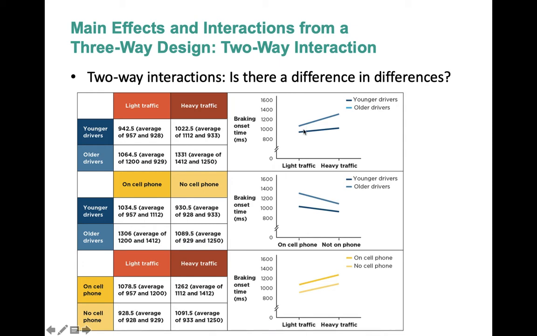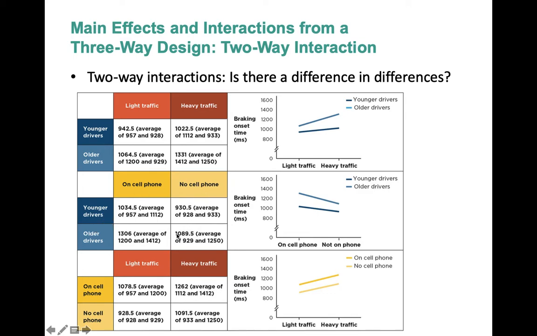in light traffic, older drivers are slower to brake than younger drivers, but that's a much bigger difference in heavy traffic. So we can say that there's a bigger difference in braking onset between younger and older drivers when driving in heavy traffic versus light traffic. Okay. Another way to look at that is to say older drivers appear to be more affected by the traffic than younger drivers do. Okay.